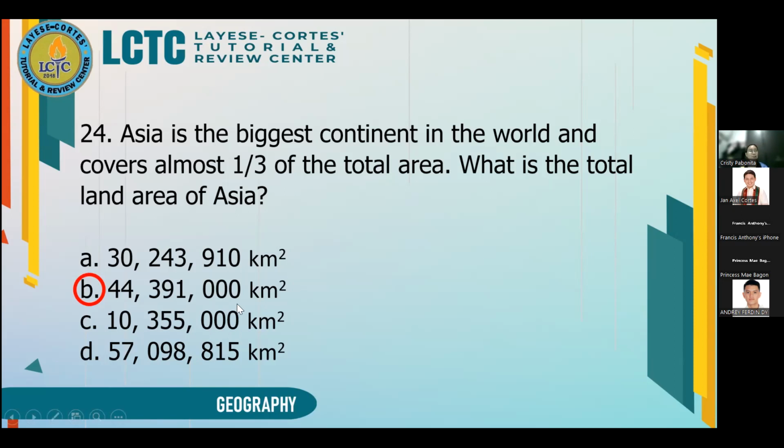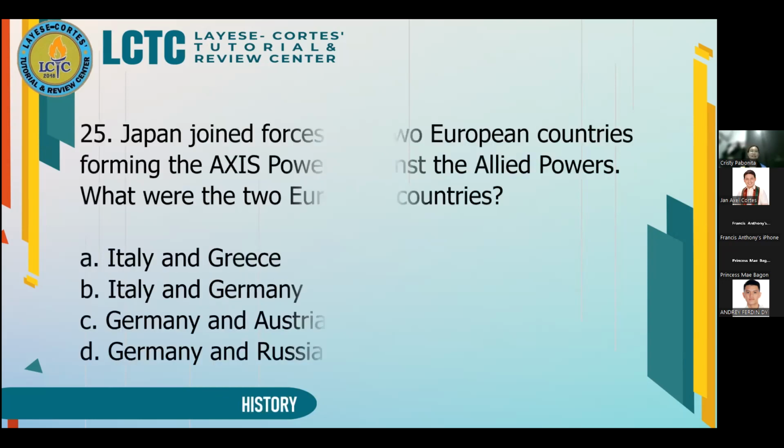So expect questions like these to come out, factual questions that need a correct answer. So it's either you know the answer or you don't know the answer. Pray to God for these kinds of questions because they are nearly impossible otherwise. But since you already know, you won't hesitate anymore if they come out. So that is 44,391,000 square kilometers. Okay. Next, 25.